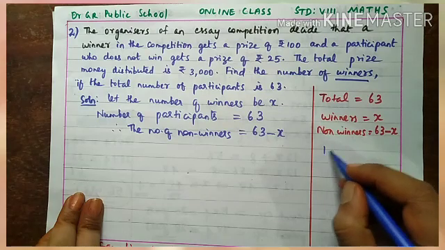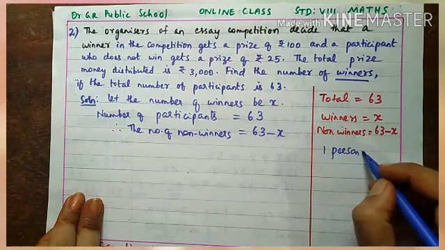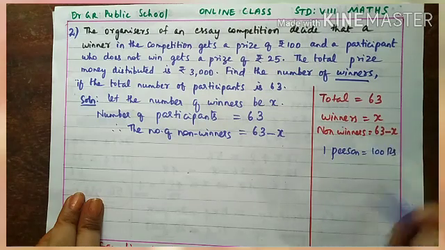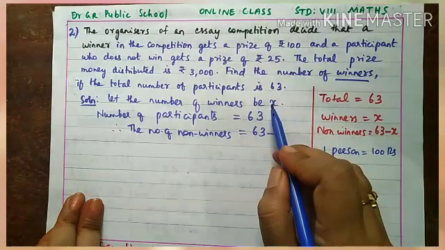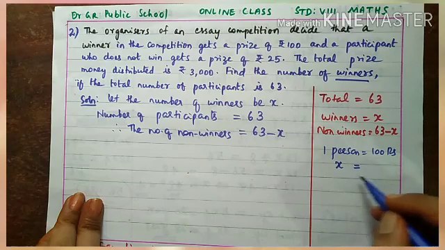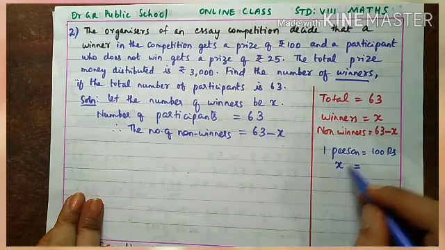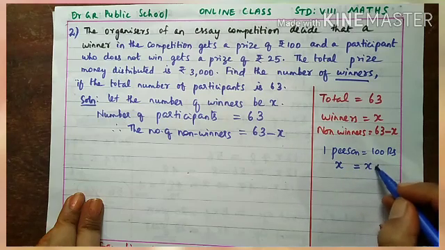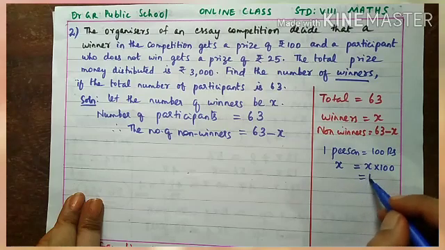One person is getting 100 rupees for winning the competition. So we have taken the winners as x. So for x persons, what do you want to do? Multiply, correct? So x persons into 100, that is 100x.